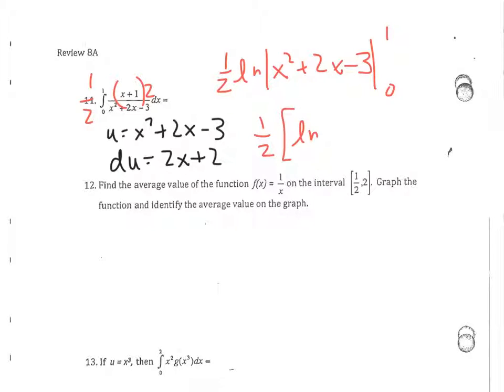1/2 ln of 0 minus ln 3. And that kind of struck me as weird. Ln 0 is not possible. Okay, so this answer is not possible. This does not exist. Ln of 0, there is no exponent on e that will give you 0 as an answer. Ln of 0 does not exist. So your answer there is actually D and E.